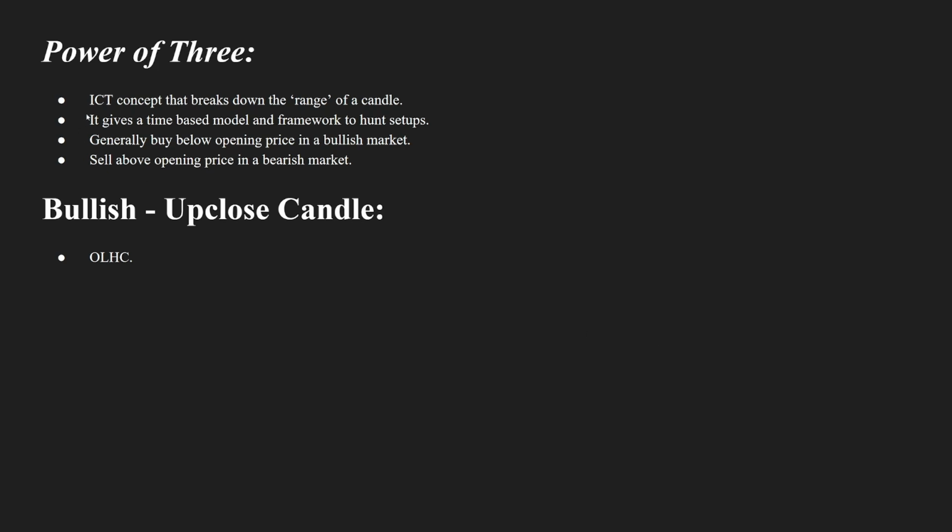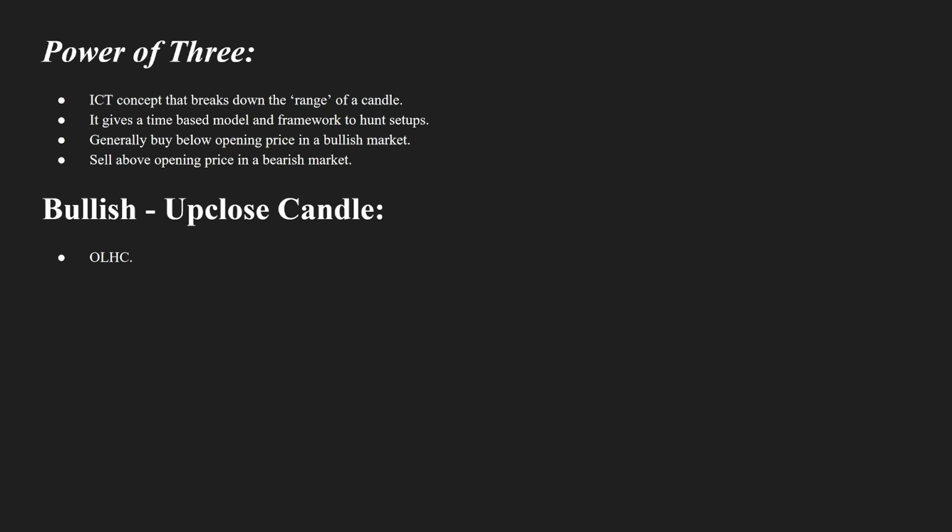It's an ICT concept that breaks down the range of a candle. That range is our open high low close and open low high close. It gives a time-based model and framework to hunt setups. So while AMD often sets up within our daily Power 3, within our daily candle, Power 3 can set up at any time, as again, it's a range of a candle. Every single candlestick is an open high low close, open low high close. Again, I don't want to overcomplicate it, but it's all very fractal.